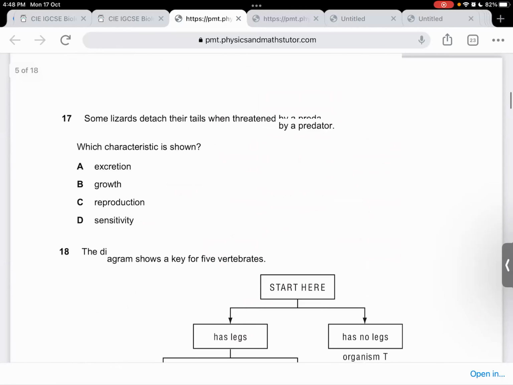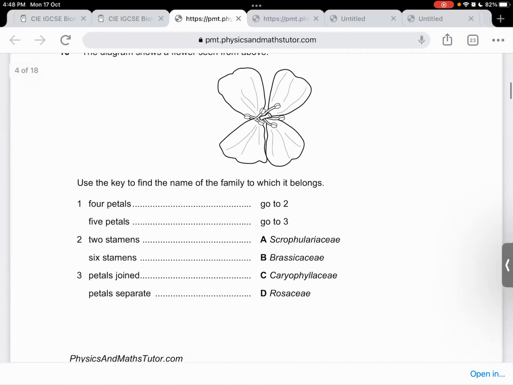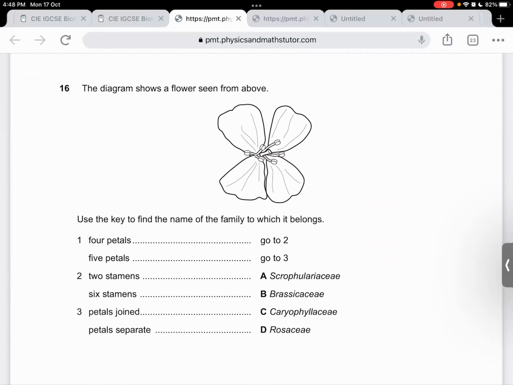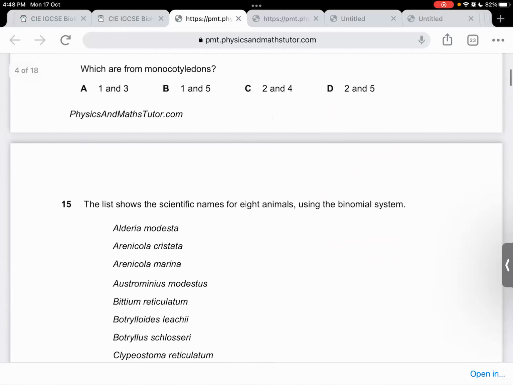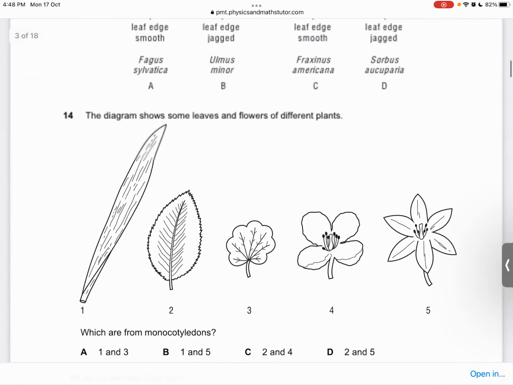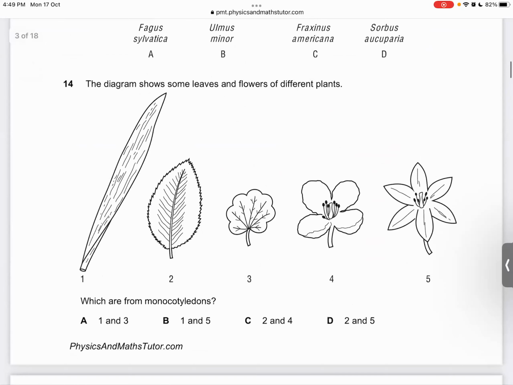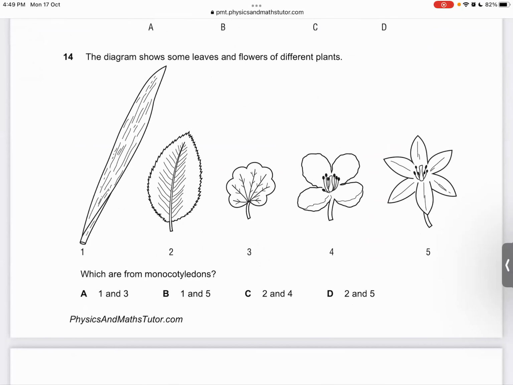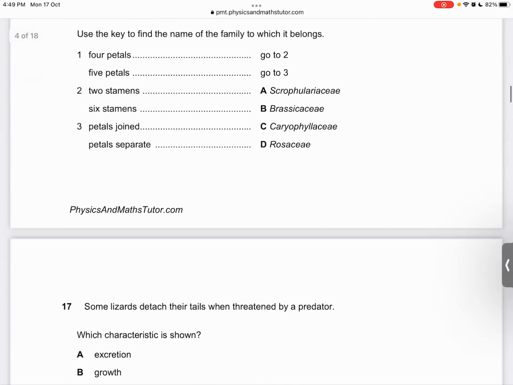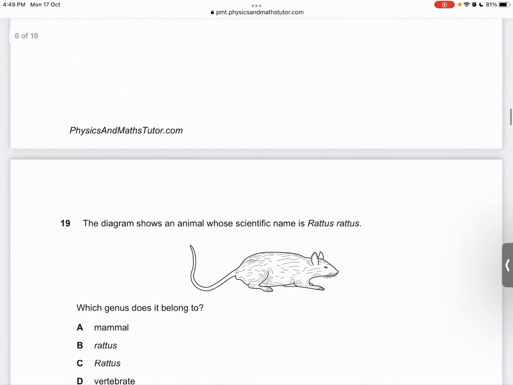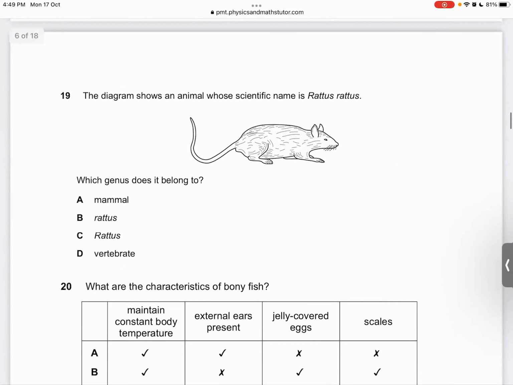Then you want me to go back to the leaf question? We did it a long time back. This one. This was straightforward, and our answer also came out right. Which are monocotyledons, so it's actually 1 and 5. And this we've done, but we'll do it again.